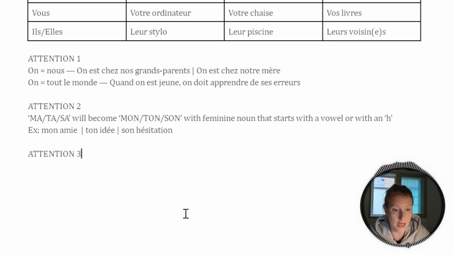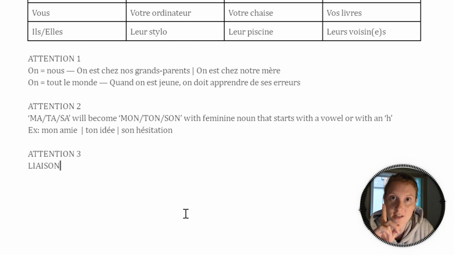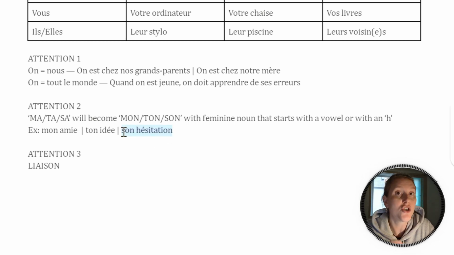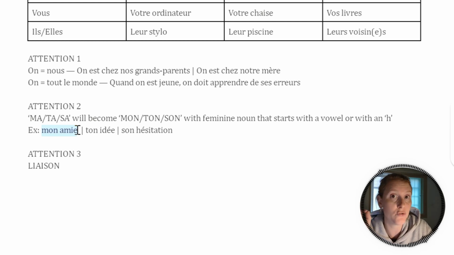Another, attention 3, and you might already have noticed it, and you probably know it already. As you know, in French, we tend to scrap words and cut them because we want to go faster. So we do the liaison, okay? Liaison. And you might have heard me just say it before. I didn't say son hésitation with a clear break. I said son-n-hésitation, okay? Ton idée. No. We say ton-n-idée, okay? Mon ami. No. We don't say it with a break. We say mon-n-ami, okay? So it's important that you have to do the liaison.